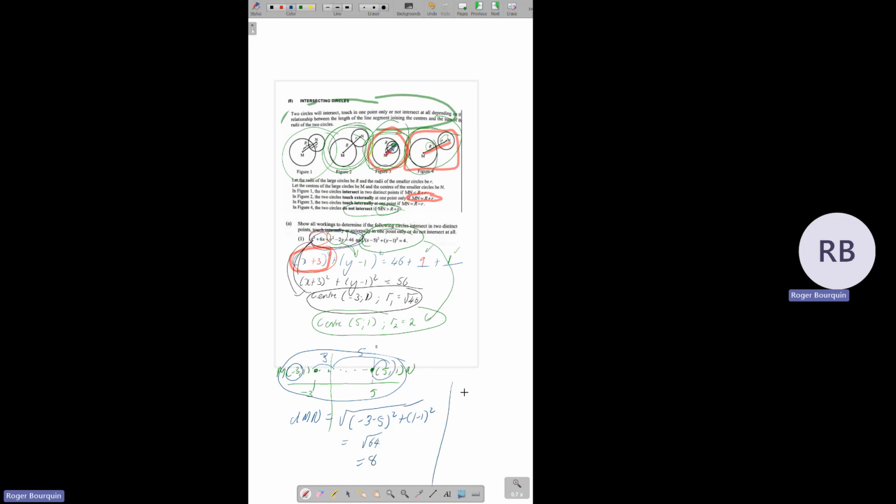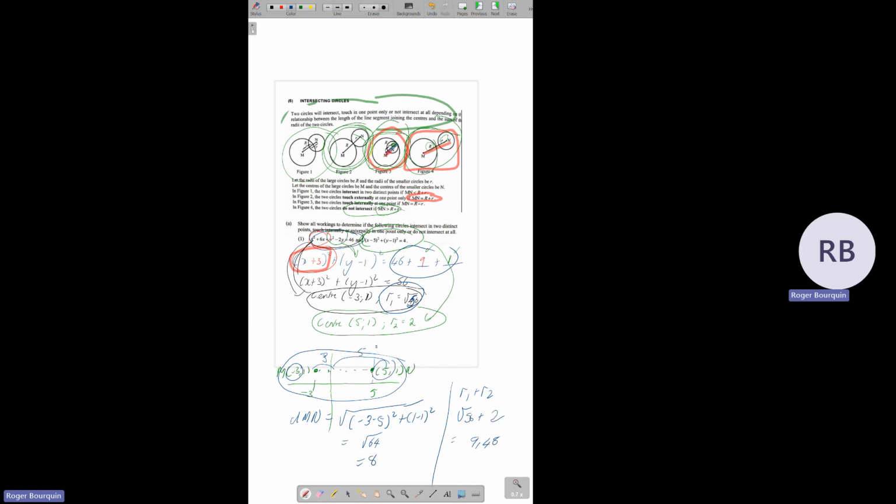Now if I look at the sum of the radii, radius 1 plus radius 2, radius 1 is root 46. Is it root 56? That's 56, sorry. That should have been a 56. 46 plus 9 plus 1, apologies. So radius 1 is root 56, and radius 2 is equal to 2. So if I go root 56 plus 2, you get an answer of 9.48.